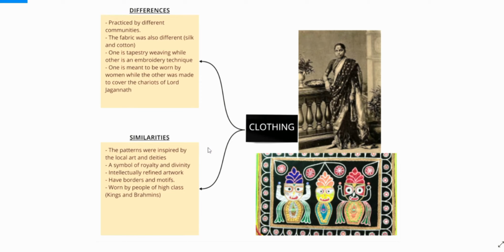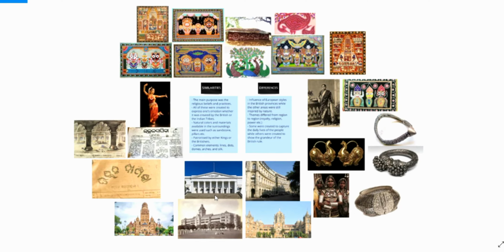The major similarities that I could find were that the patterns were inspired by local art and deities. It was a symbol of royalty and divinity. They have borders and motifs. Both these images have borders and motifs. They were worn by people of high class, such as kings and Brahmins. Now, these were the overall similarities and differences that I could make out from all the forms of expression.